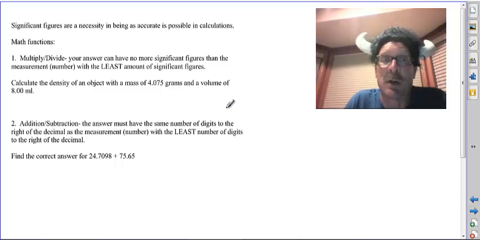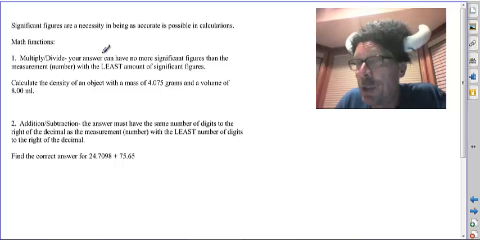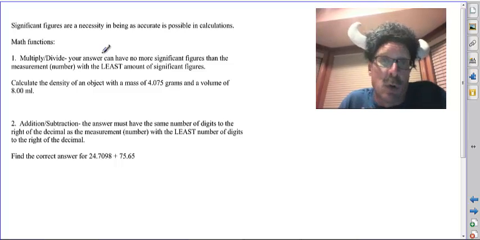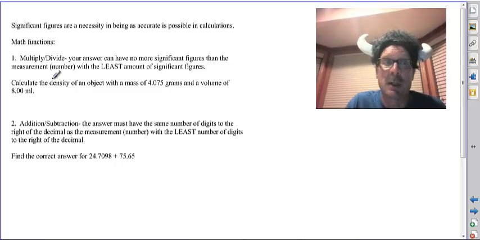If I am multiplying or dividing, my answer can have no more significant figures than the measurement with the least amount, because that tells me what my least accurate tool was, and your chain is always weakest at the weakest link. Your measurements must reflect the weakest one you did.